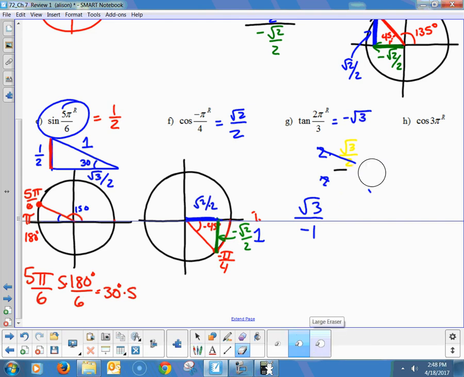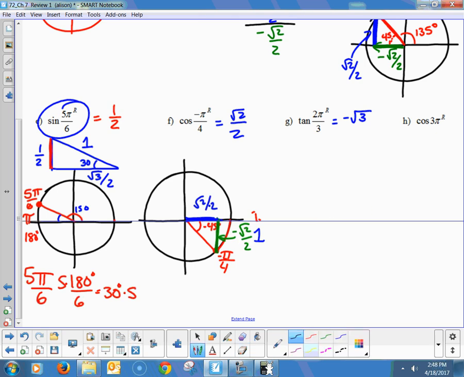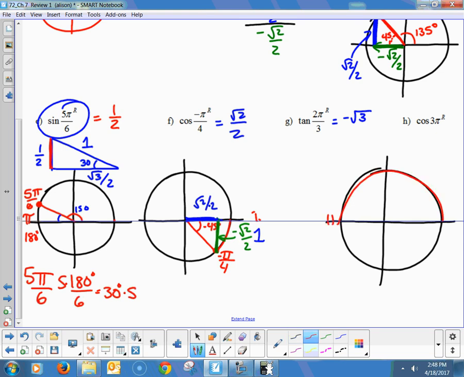And last but not least, cosine of 3 pi. All right, well, there's my circle. And this far around is pi. And if I do it again, that's 2 pi. And if I do it again, I land here at 3 pi. So 3 pi is right there. We want the cosine of that, which is how far back our x value is. And that distance is negative 1.